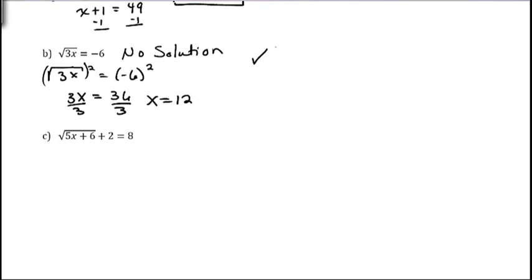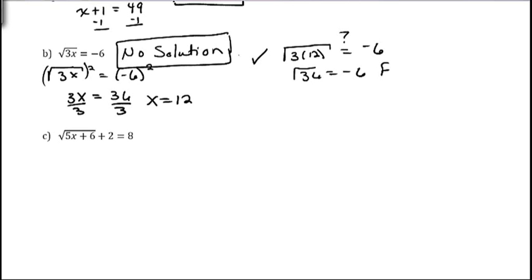And when we go to check our solution, then we get the square root of 3 times 12 equals negative 6. And again, I always put my question mark there. You don't need to, but it's something I always do. And so we get the square root of 36 equals negative 6, which is false. And so that would lead you to the conclusion that there is no solution.